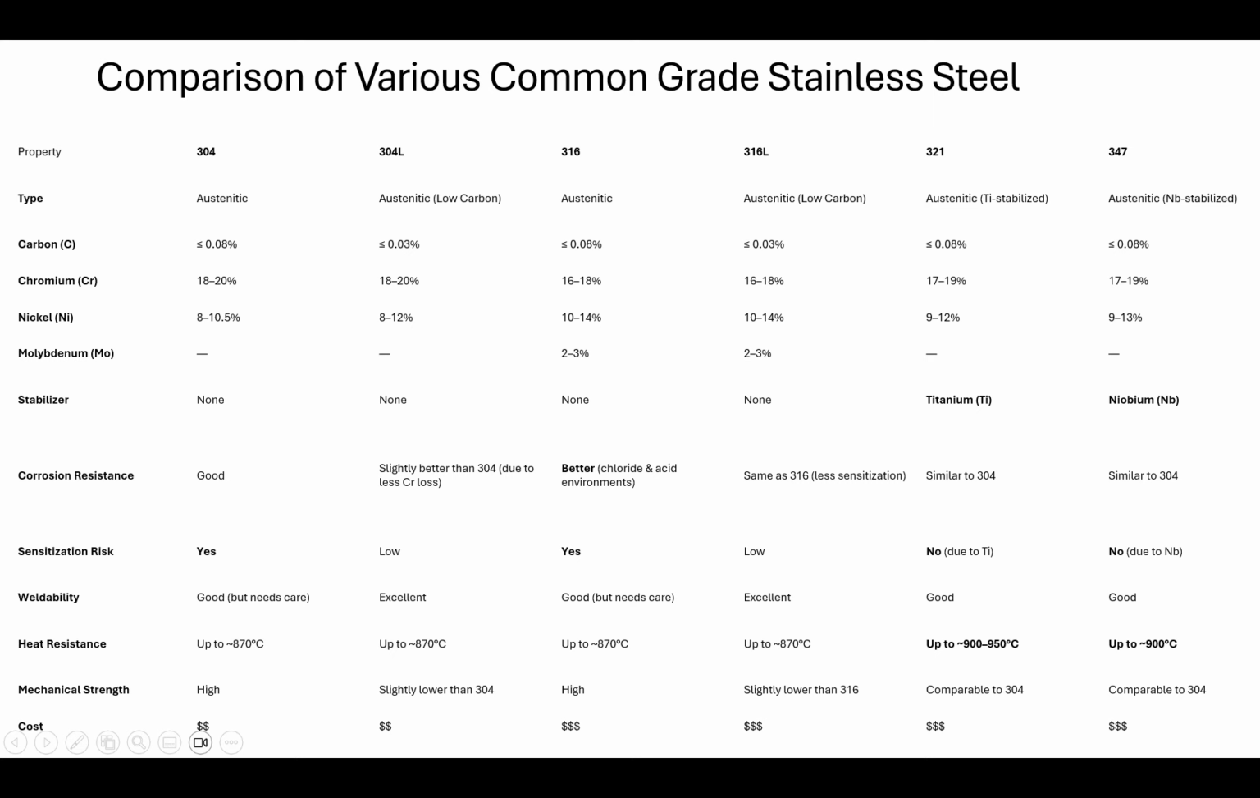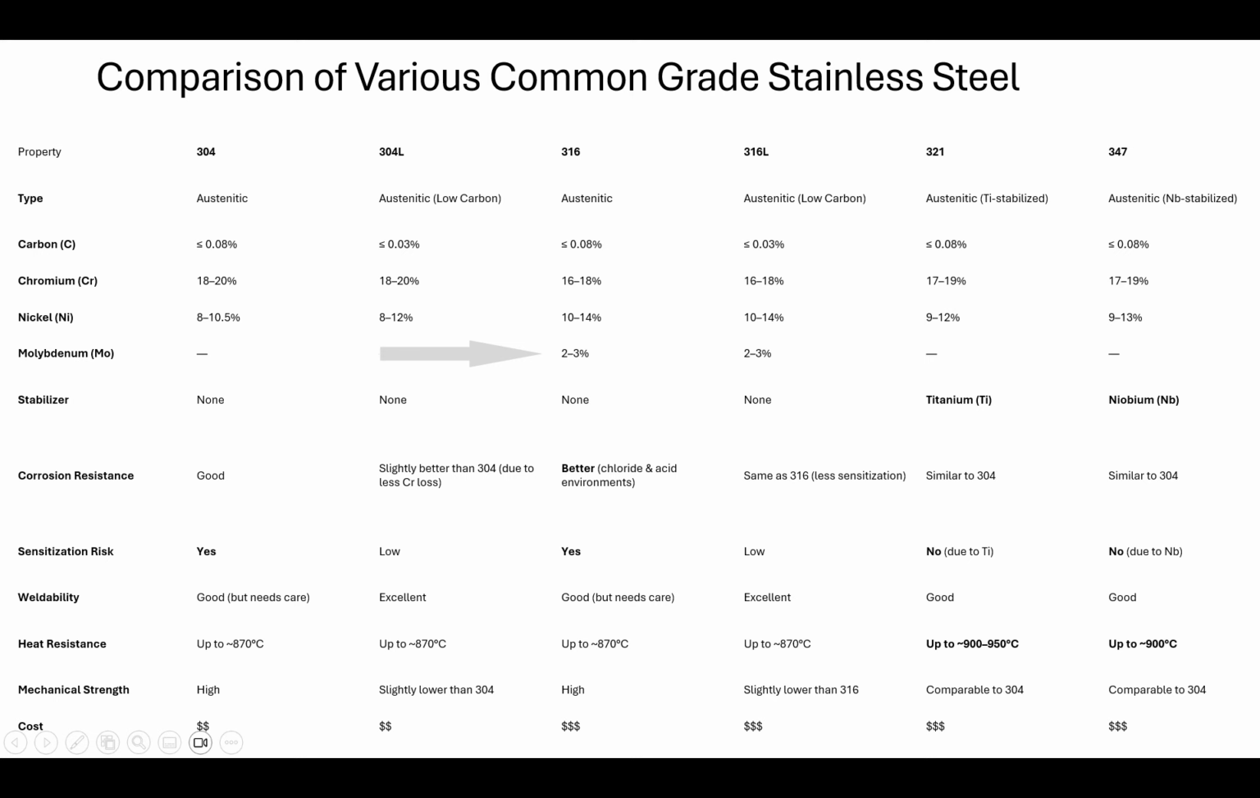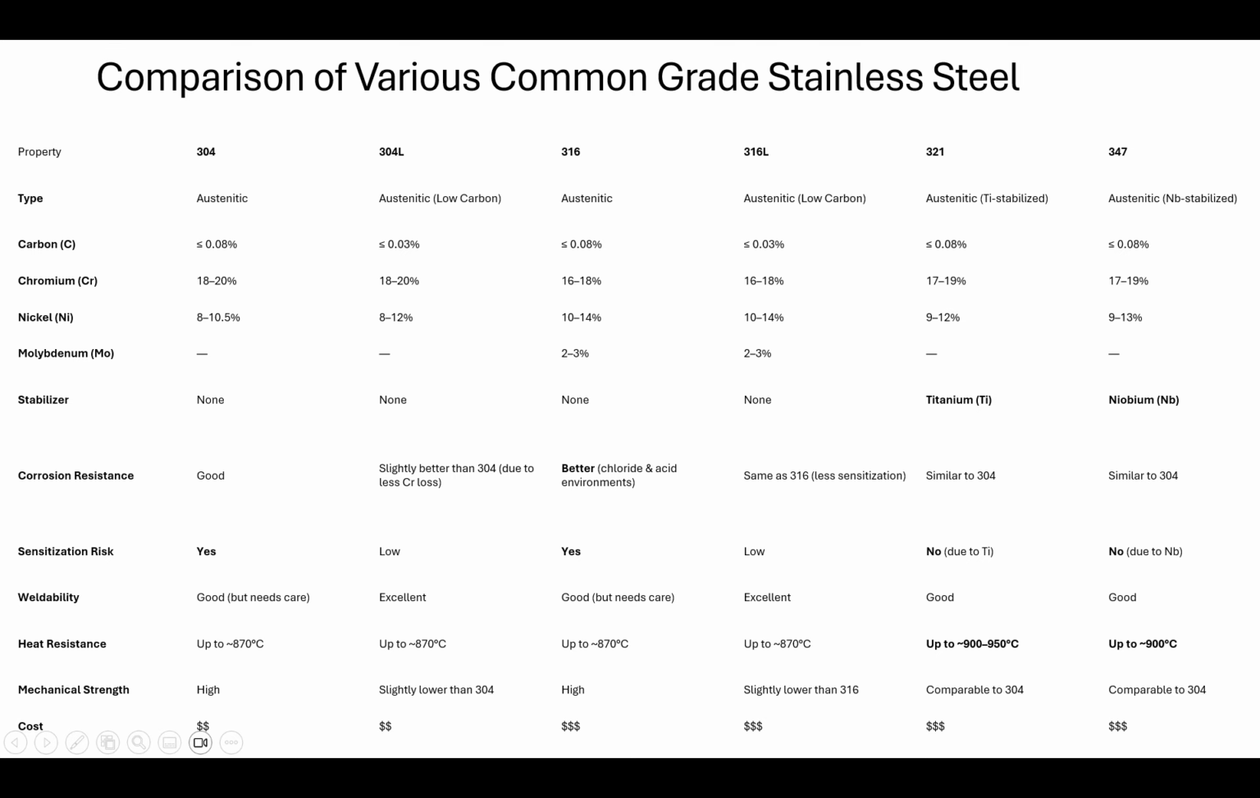304 contains 0.08%. Chromium is 18 to 20 and nickel is 8 to 10.5%. So these percentages do not change much. The only thing is the carbon percentage is reduced in the L grade. Very easy to remember. And now if you see here, there is a percentage of molybdenum, 2 to 3%. 304 does not have molybdenum. That's the main difference. And it is not there in grades 321 and 347 because these are stabilized. Titanium has been added in 321 and niobium is added in 347, so there is no molybdenum in these two grades.